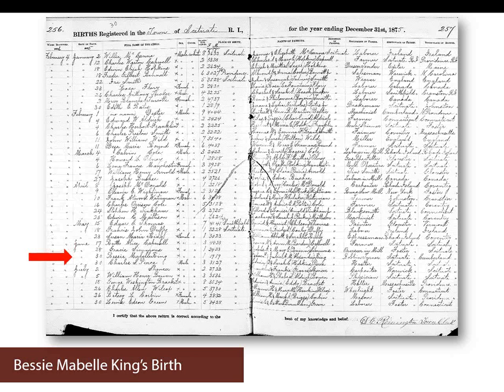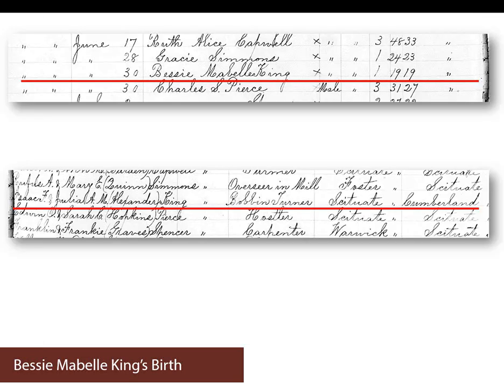So you'll find that all of these were pretty much entered on February 4th of 1876, so the early part of the following year. And if you go all the way down, you'll see a red arrow, and that is where Bessie Mabel King's birth appears. And it is line 30. I did count it.